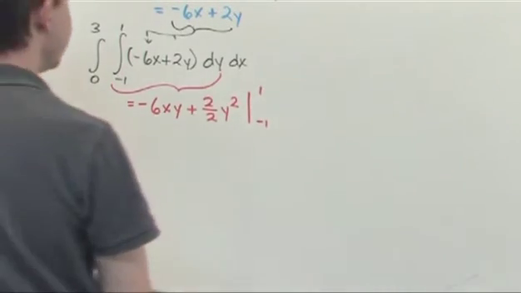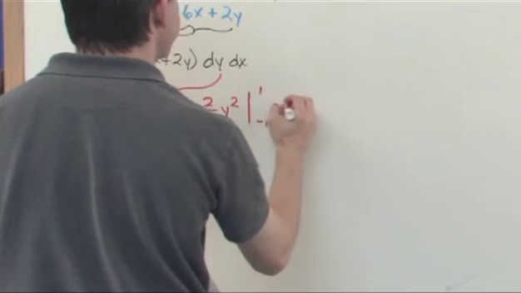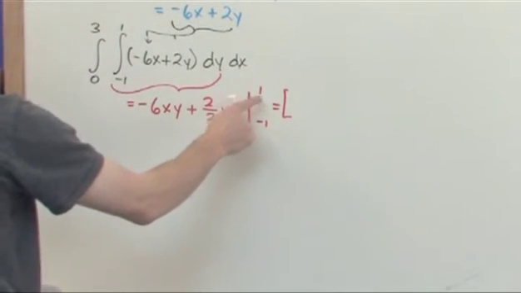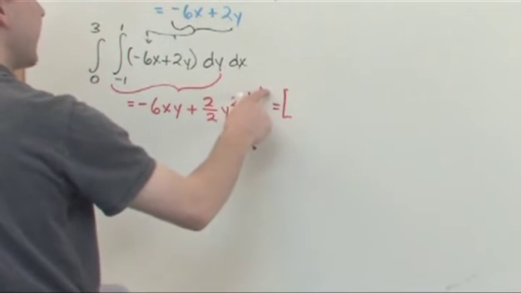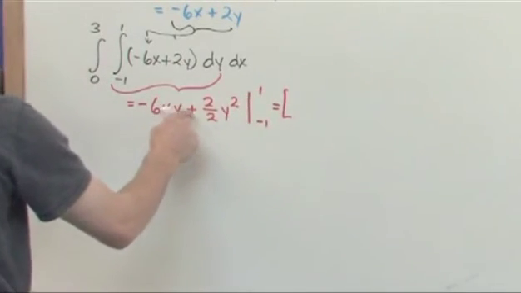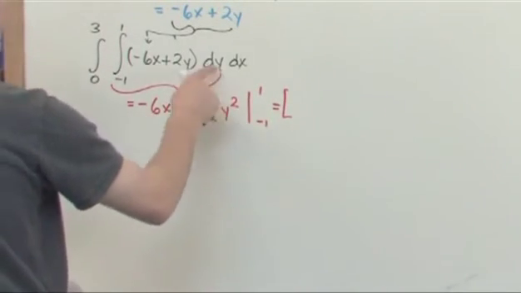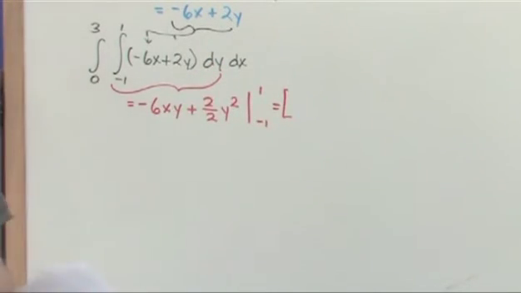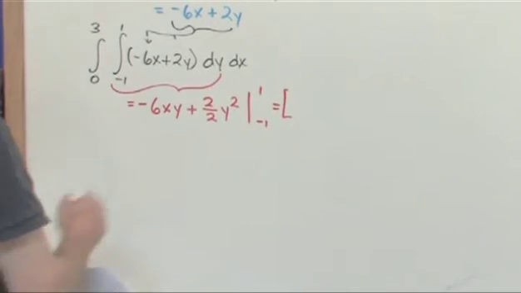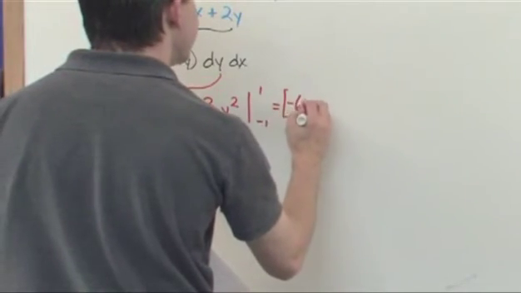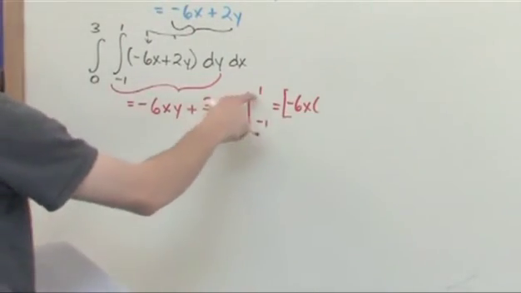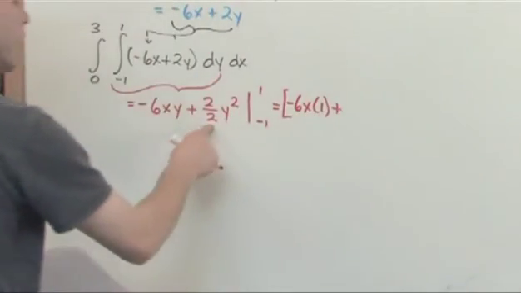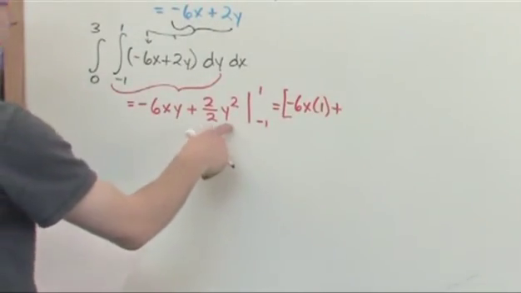So what I'm going to actually have in the end here, plugging in, I'm going to plug in the top limit of integration into the y's and the bottom number into the y's, because I've integrated along y, so when I evaluate the limits I need to plug them into only the y's, because that's what I integrated over. So what I'll have is negative 6x times y, which is 1, plus 2 over 2, which I'm just going to say is 1, so I'm not going to worry about it.